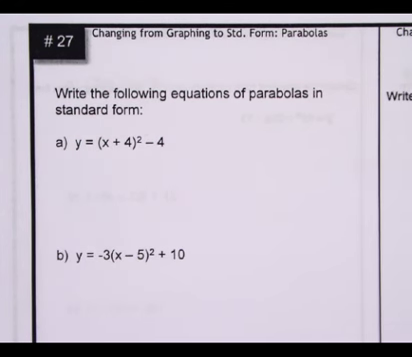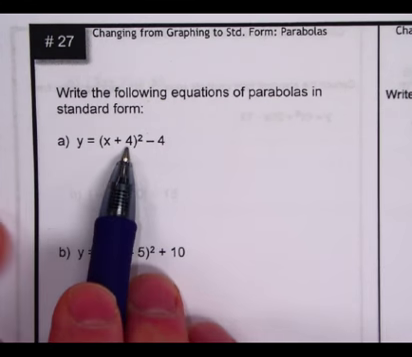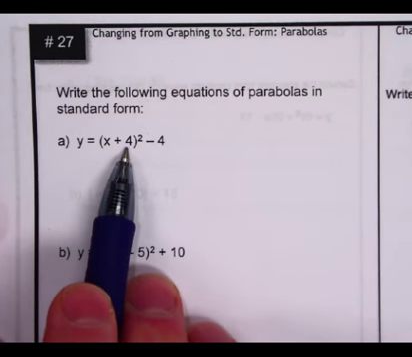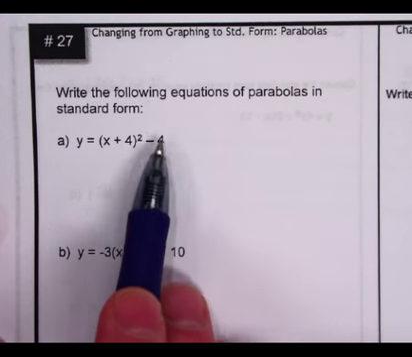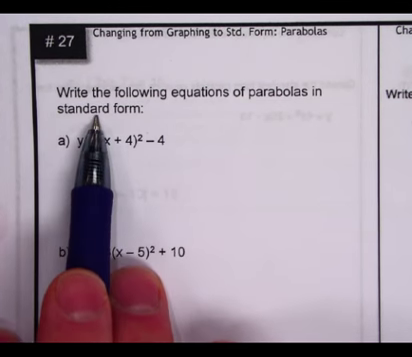Target 27, changing from graphing form to standard form of parabolas. So we're starting out now in the graphing form, which we like because we can see the h and k value, which the h is where the location of the vertex is, and the k, the h and k together. So we like this form, but we also sometimes want to convert it back into standard form.